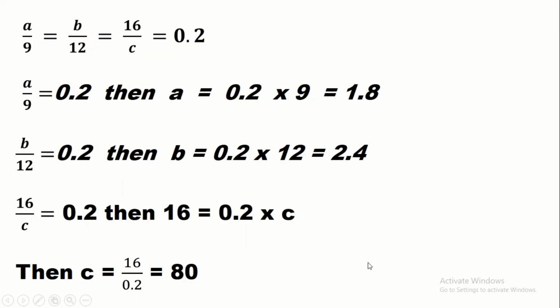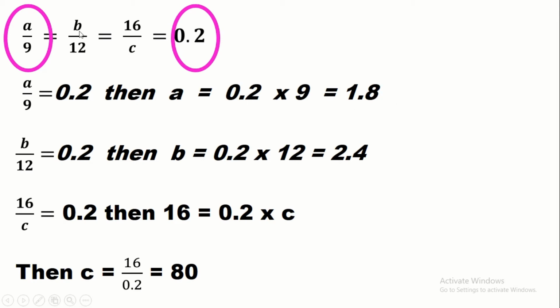Now, how to solve that? We start by each unknown alone. A over 9. Isn't it equal to 0.2? Now we write it. We move 9 here. Divided by becomes times. So A equals 0.2 times 9 gives us 1.8.